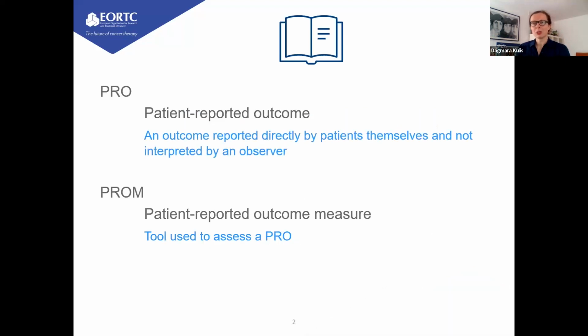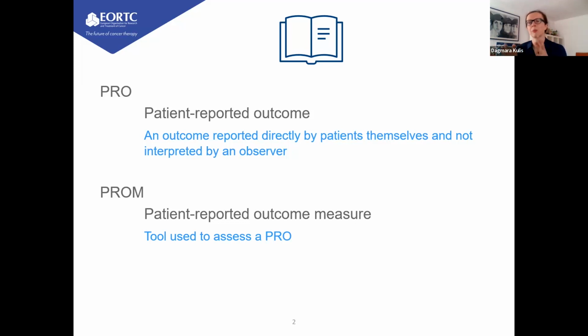So I was asked by the other panelists to set the scene with some terms so that we have clarity on what is what. So the patient-reported outcome, PRO, one of the most used words in my world, we can define it as an outcome, so something we can measure, that is reported directly by patients themselves and it's not interpreted by an observer. So we have some outcomes that are interpreted by an observer, for example, the 6-minute walk test, or when we ask proxies to report on the patient's experience.